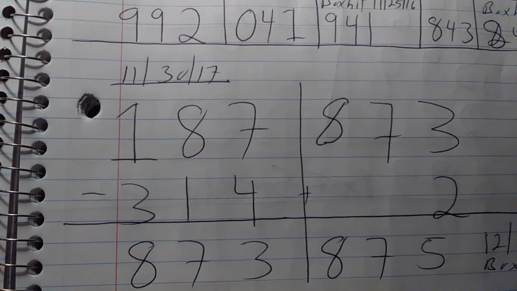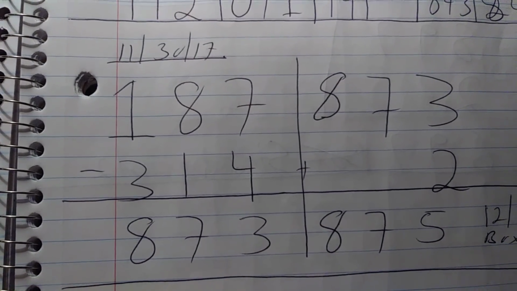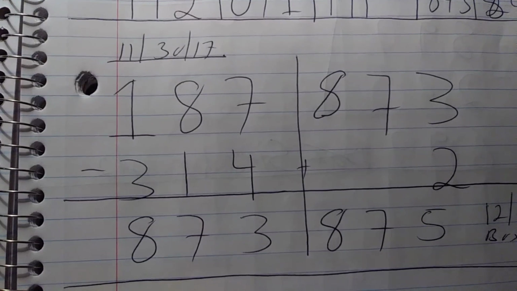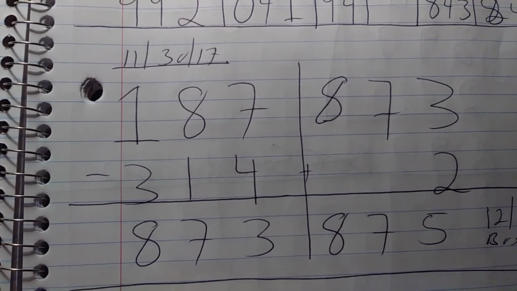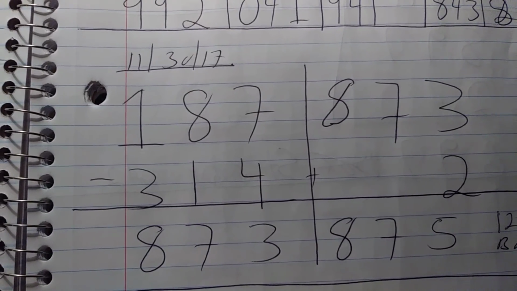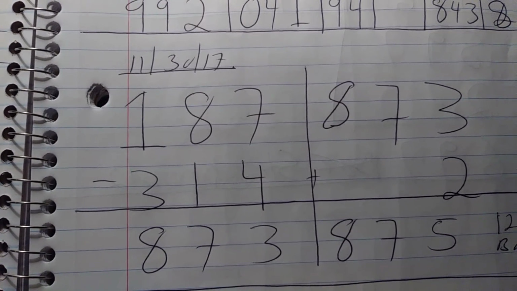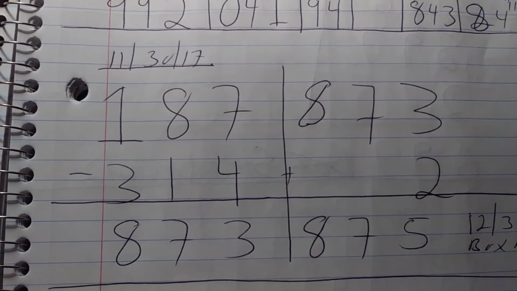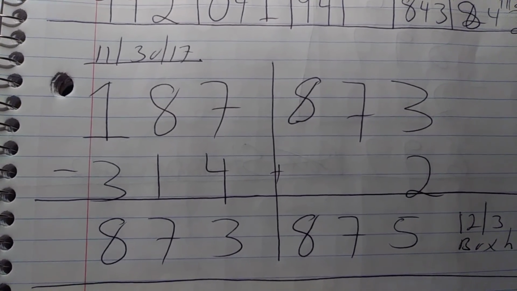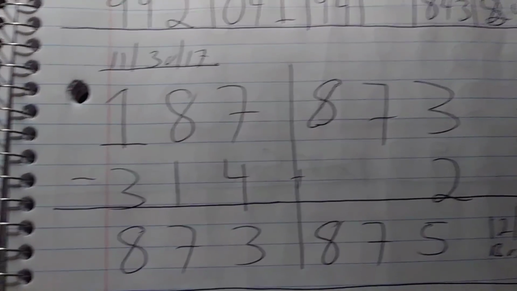Okay, sorry about that, guys. Had to adjust there. All right, so 187 hit on November 30th. You're going to take off 314, so 7 minus 4 is 3. 8 minus 1 is 7, and then 11 minus 3 is 8. So 873. You're going to add on 2 to the 3, and then that's 875, and that hit on December 3rd.